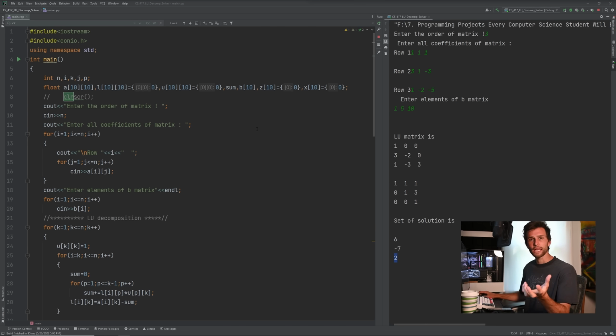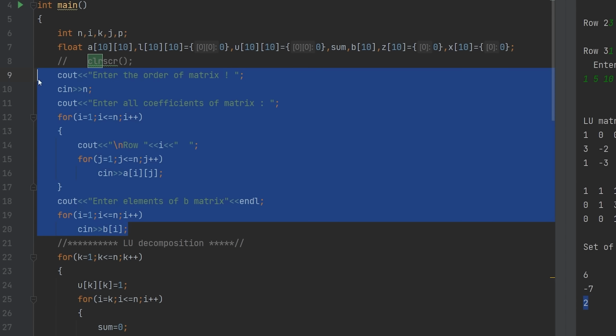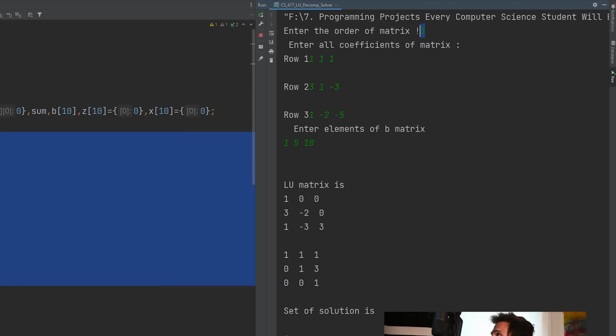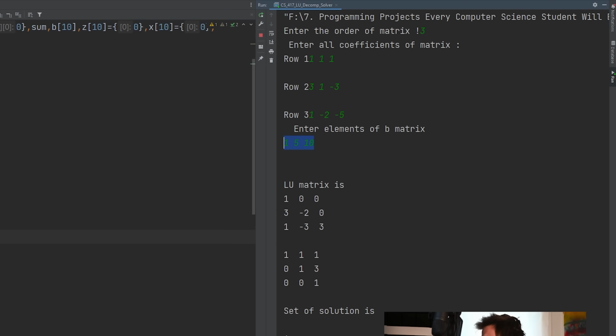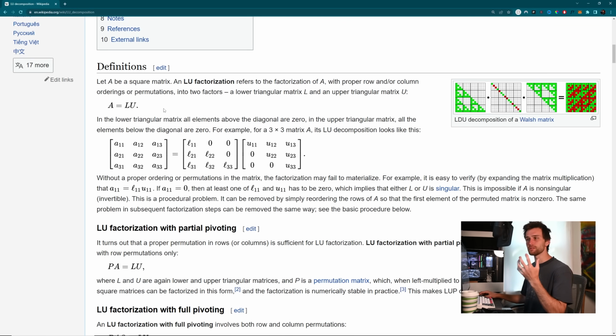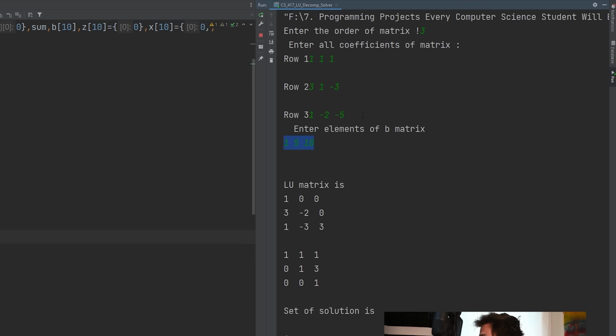So in learning that and understanding how it applies to computer science, we wrote a program that is the LU decomp solver. So you input the matrix, as you can see up here, we want a 3x3 matrix, row 1, row 2, row 3. We enter the elements of the B matrix because we're solving for AX equals B, where we're finding the LU decomposition of the A matrix, and that basically breaks down into AX equals B, where we're trying to find X, where in this instance, the 3x3 matrix is the A matrix, and the 1x3 matrix is the B matrix, which is 1, 5, 10.